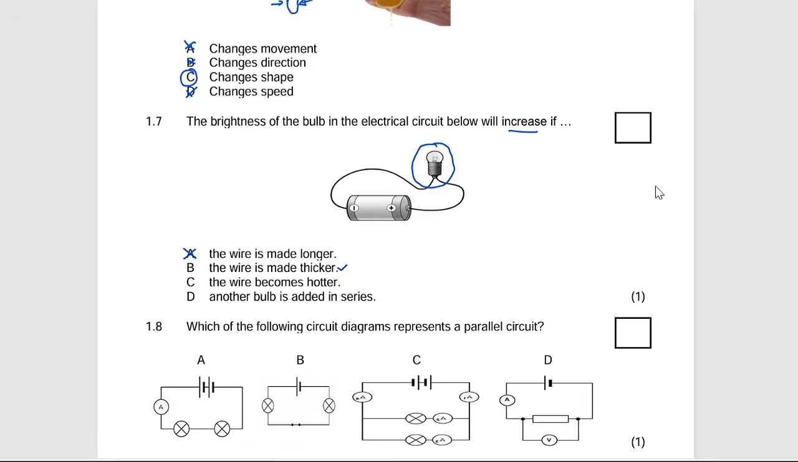So remember, the factors that actually affect the resistance of a wire or a conductor are the length of the wire, the temperature, and the thickness of the wire, and then the last one, the type of the conductor.